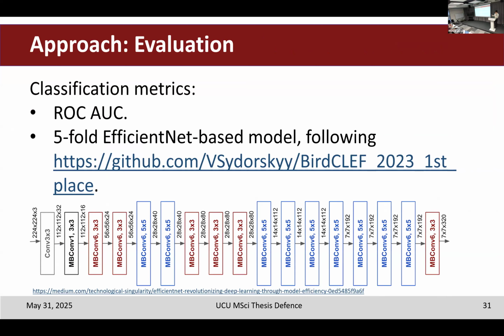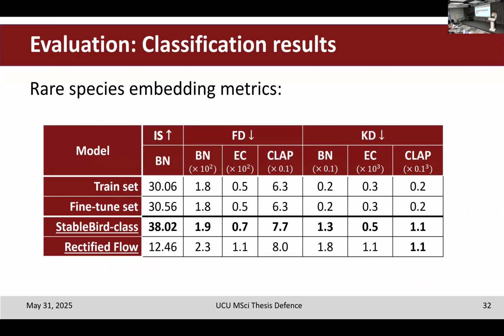Then we also tried to make some classification-based metrics. So we followed the BirdClef competition evaluation protocol and used ROC-AUC score as our main classification metric. And also we have used an EfficientNet-based classifier that was designed by my supervisor, and that was trained for 5 epochs mainly for rare species classification. In addition, we fine-tuned our class-based models on rare species, and stable bird class has shown much better performance here.